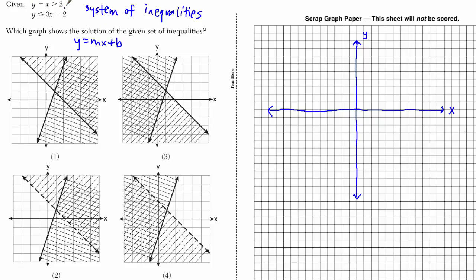So if we look at our first inequality, y plus x is greater than 2, y is not by itself, but we can get it by itself pretty quickly. y plus x is greater than 2. To get y by itself, we can subtract x from both sides of the inequality. And when we do that, plus x and a negative x becomes 0, and we're left with just y on the left side of the inequality, is greater than 2 minus x.